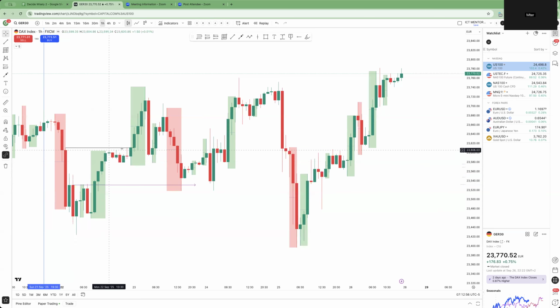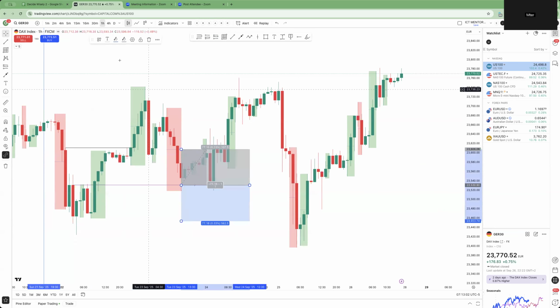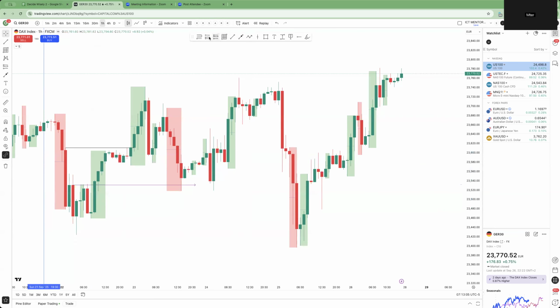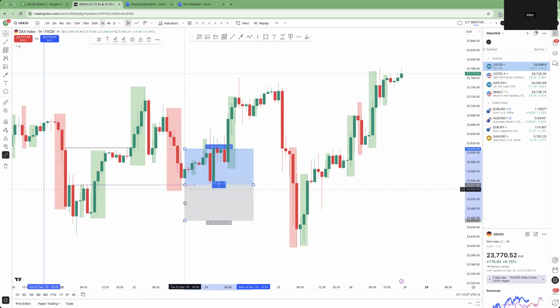So we close above this. That means next time we return here, I'm going to buy, because I like to buy the open of the OBs. In this instance, since we didn't have any continuation block close by, I'm just going to use the low of the OB.